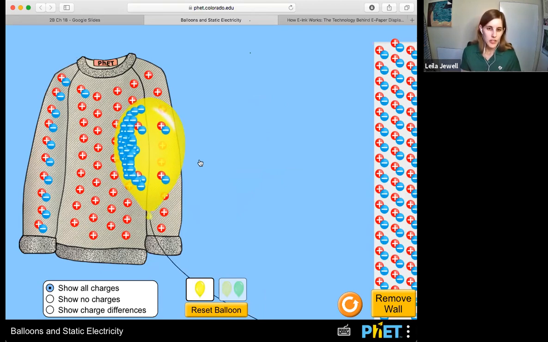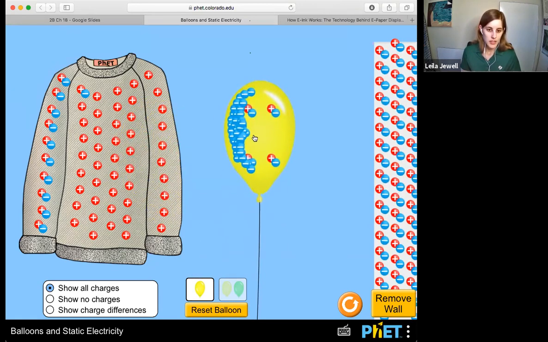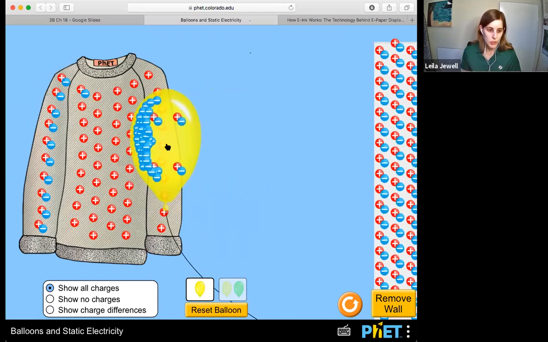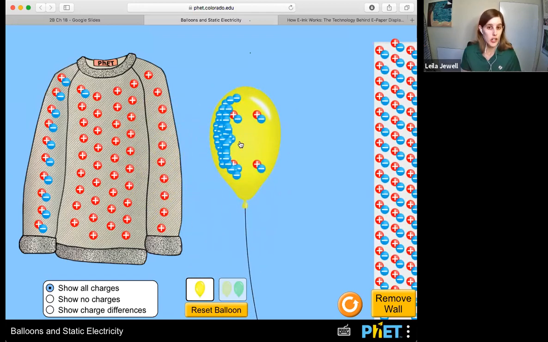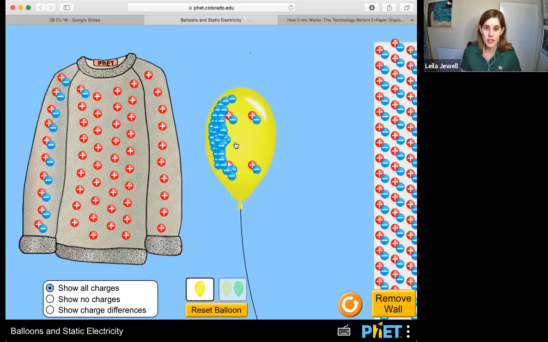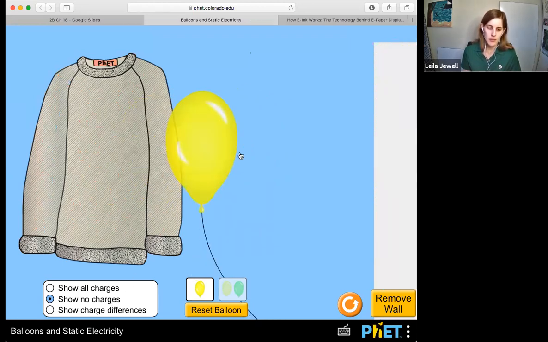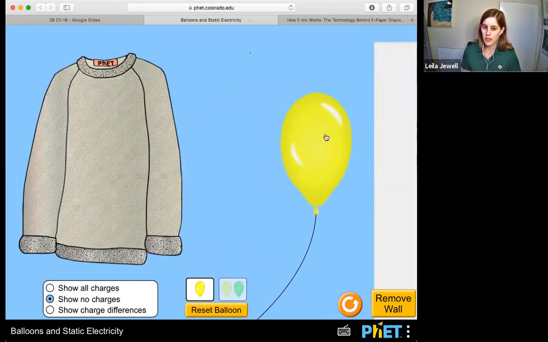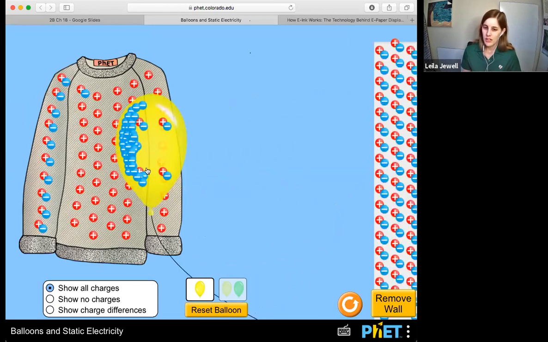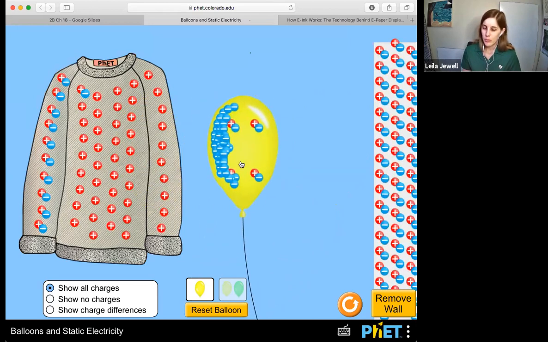Now, one other thing to think about. We've said that the balloon is attracted to the sweater because of the charge differences, right? The balloon's a net negative charge, the sweater's a net positive charge. That makes sense. Now, what about with the wall? What will happen if I bring the balloon near the wall? The balloon's attracted to the wall too, but the wall is neutral. So why would the balloon be attracted to a neutral wall?